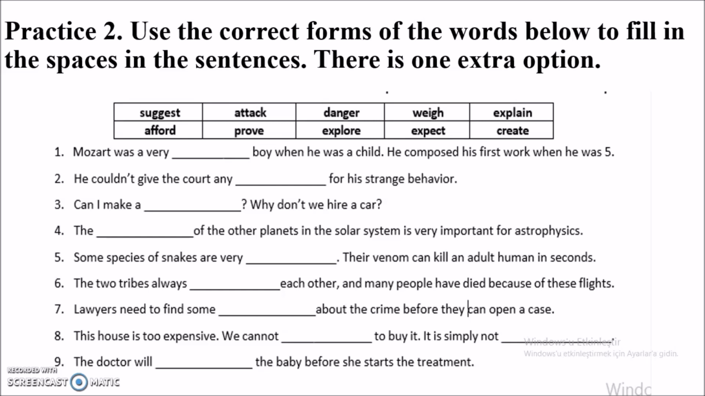If you look at the instructions, it says use the correct forms of the words. It means that even if they give you the verb form in the box, you might need to change it into a noun or adjective form according to your sentence, okay? Be careful with this. Now, I want you to look at practice 2. You have 9 sentences. By focusing on the meanings, I want you to try to complete this exercise.